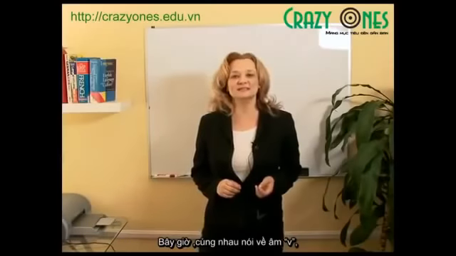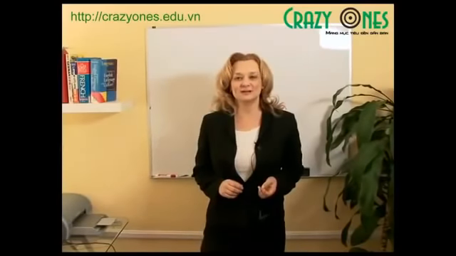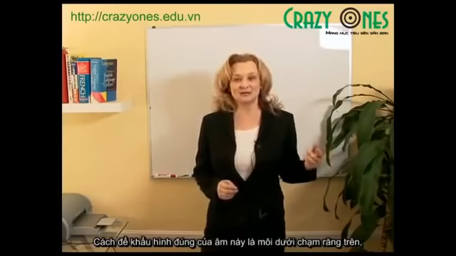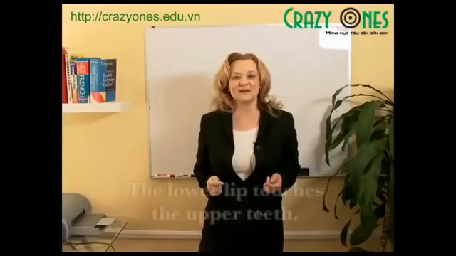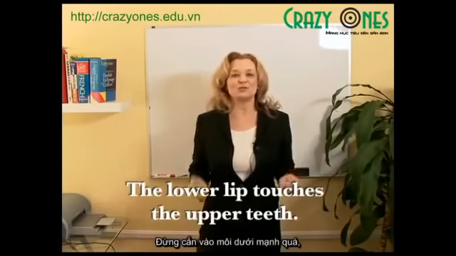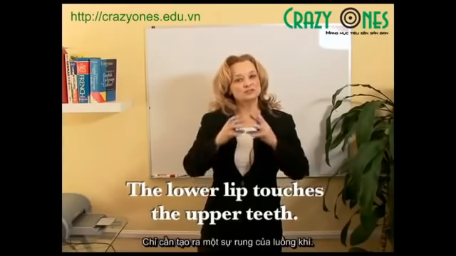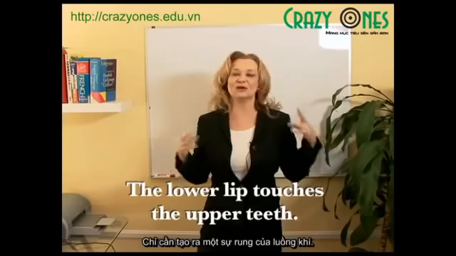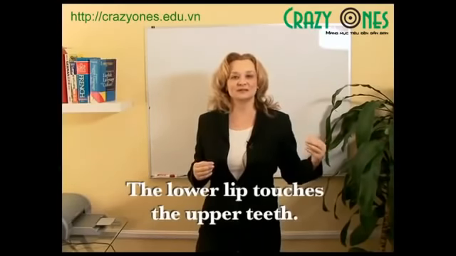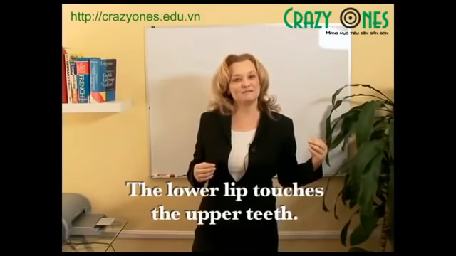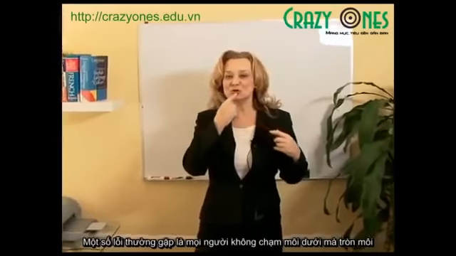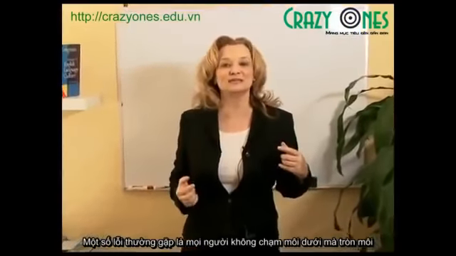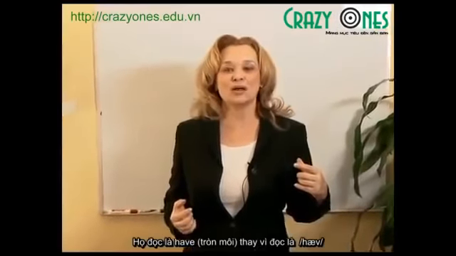Let's talk about the V sound now. To correctly produce the V sound, your lower lip should touch your upper teeth. Don't bite your lower lip too hard. Don't say B, but just kind of create the vibration of air and say V. Have. The common mistake is that some people don't use the lower lip and they round their lips instead, and they say "haw" instead of have.